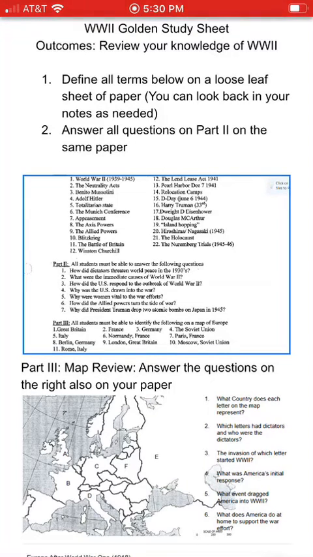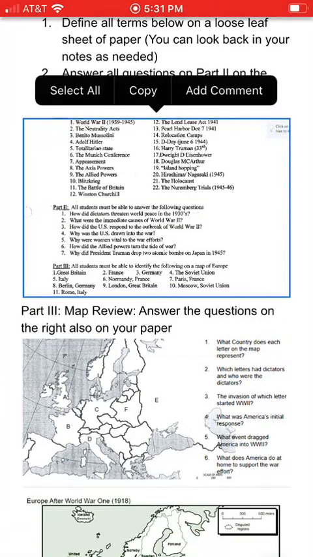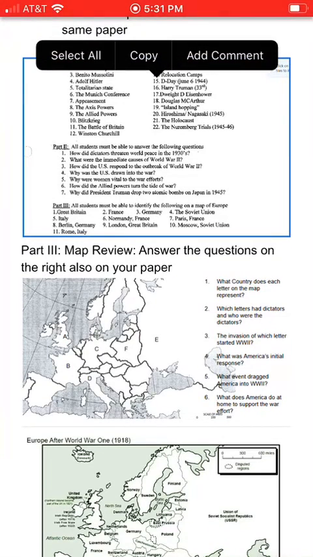And to do this, we're actually going to ask you to take out some paper today. And so what we want you to do is on a loose leaf sheet of paper, work and define terms 1 through 22 on that loose leaf sheet of paper. Answer the questions in part 2 also on the loose leaf sheet of paper. And then for part 3, if you look, it says you must be able to locate all of these on a map. The reason we say that is because your test will have some map places.